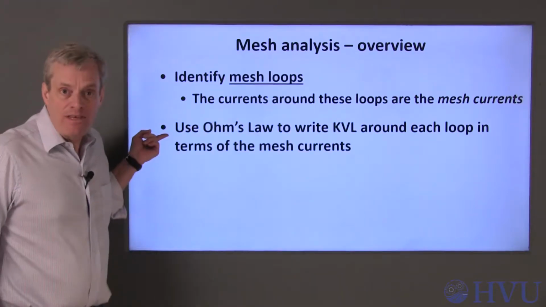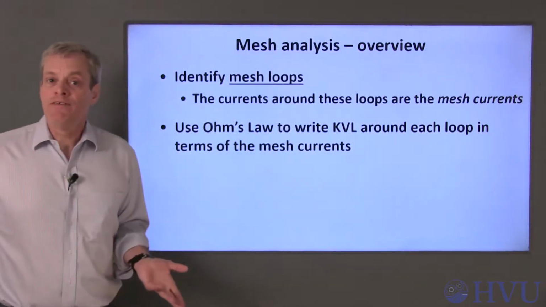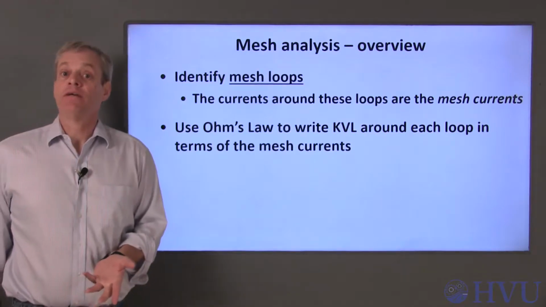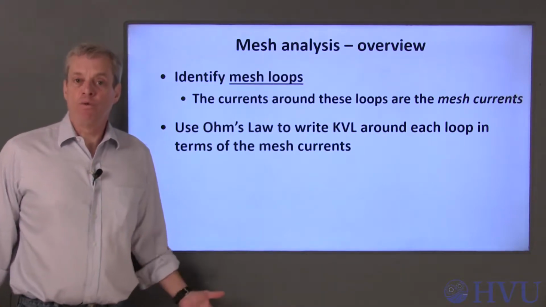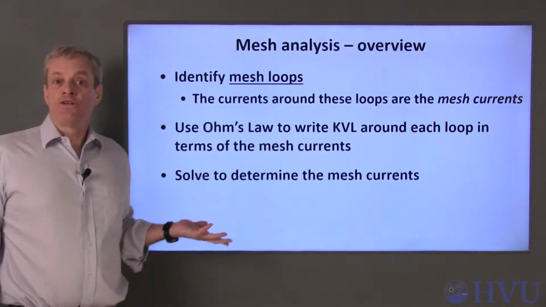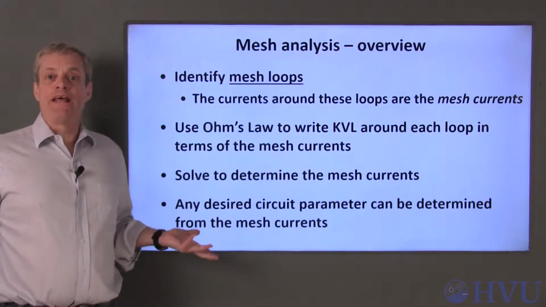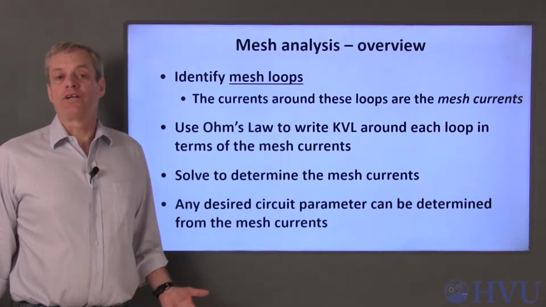Then we apply KVL around each of the mesh loops. Ohm's law is used to write KVL in terms of the mesh currents. This will result in the same number of equations as there are mesh currents. The equations can be solved to determine the mesh currents. The mesh currents can be used to determine whatever voltage or current in the circuit you actually want to know.